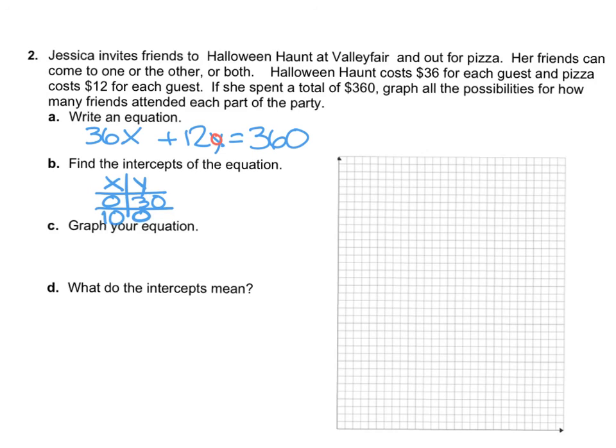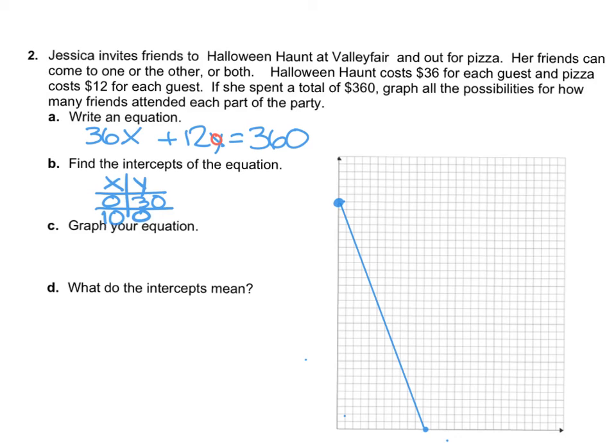So now let's graph our equation. If we have 0 people going to the Halloween haunt, then 30 people could get pizza. So there's 0, 30. And then let's say everybody's just going to the Halloween haunt. We would have 10 and then 0 people getting pizza. So all of these solutions, anything that's on the line, could be a combination of the number of people going to the haunt and or having pizza.